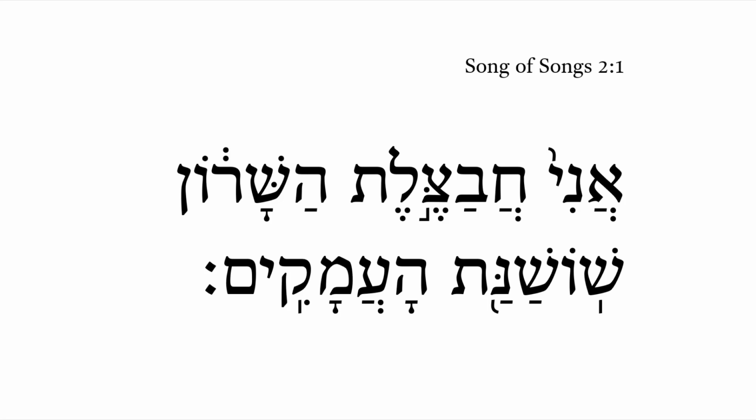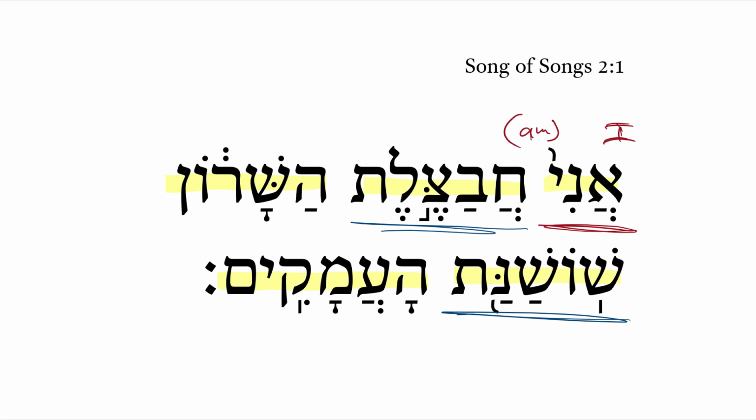Song of Songs 2:1. Ani chavatzelet hasharon, shoshanat ha'amakim. So, short little verse here. We begin with the personal pronoun I, and this becomes kind of the standard element for both lines. Now I've marked these lines off as parallel to show how chavatzelet and shoshanat are parallel. So what we get here at the beginning is I am.